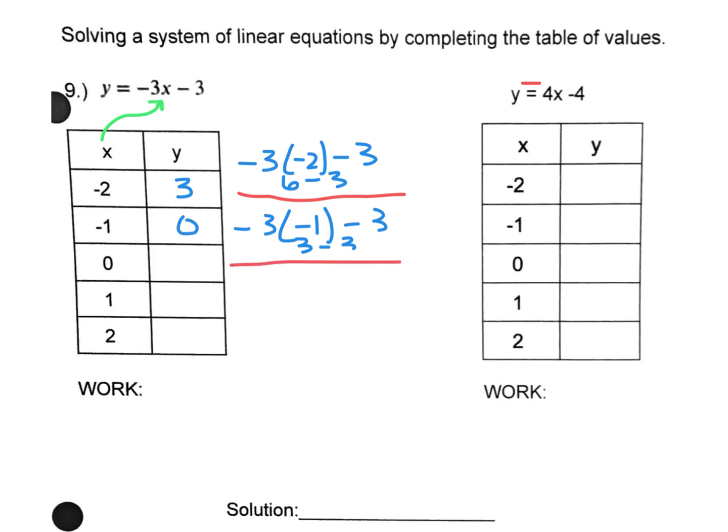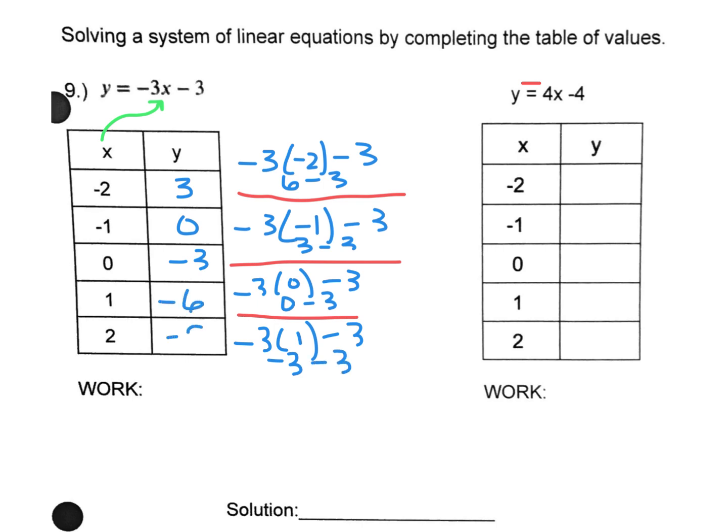Okay, now I'm going to substitute in the 0. -3 times 0 is 0. And 0 minus 3 is -3. And sub in the 1. -3 times 1 is -3. And -3 minus 3 is -6. And I can see a pattern here that it's just decreasing by 3 each time.